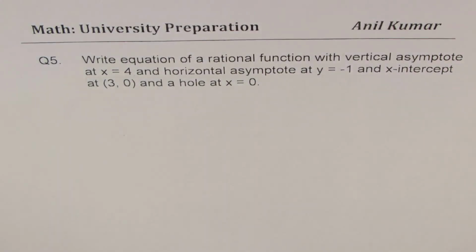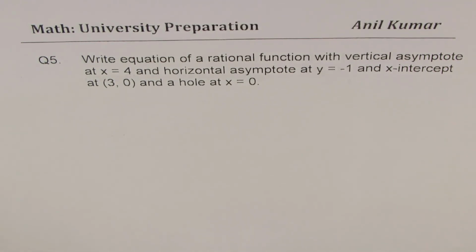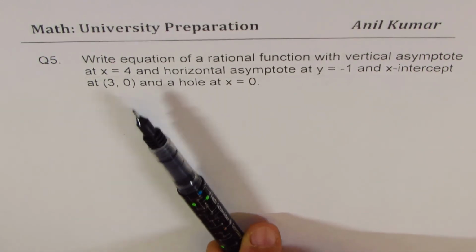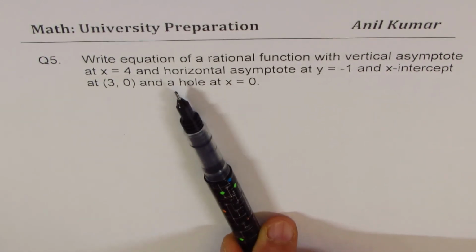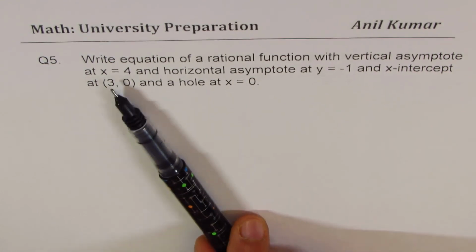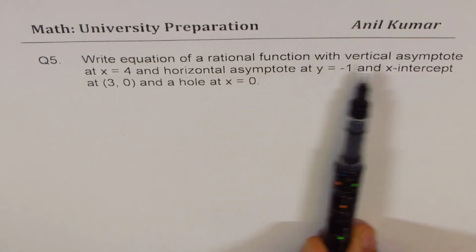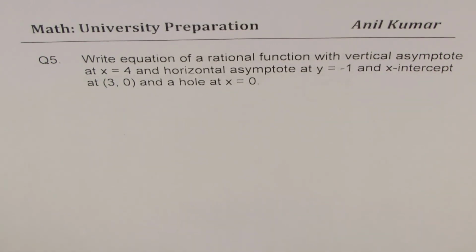Let's move on to question number 5. Time is precious here, so I'm going a bit faster, but anyway, I'll provide some links to get into details. Question 5. Write the equation of a rational function with vertical asymptote x equals 4.